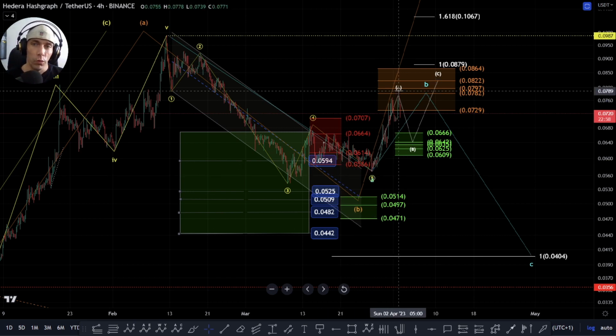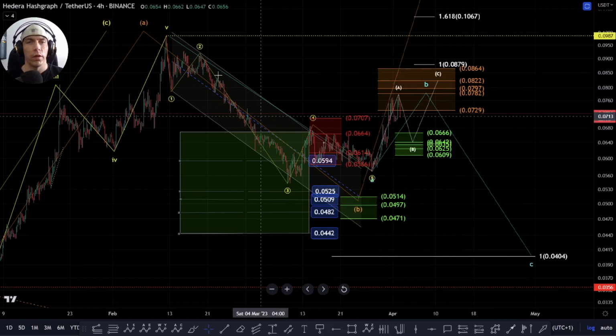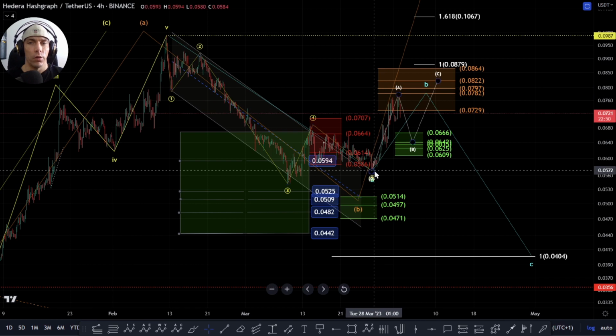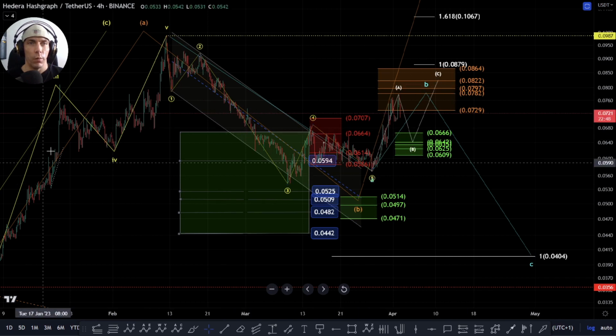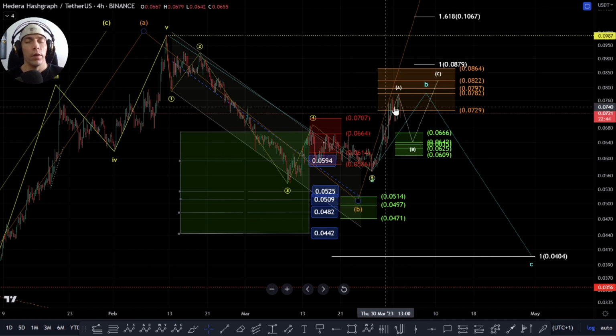We've had a nice strong move to the upside here and we're talking about the possibility of potentially coming up into this orange box area. So we're going to be discussing what we think is going to play out next and look at a couple of the possibilities that we have within this structure. Okay, so let's get into it now.